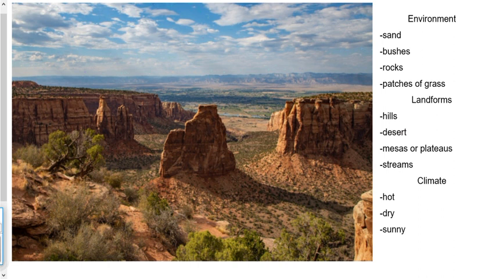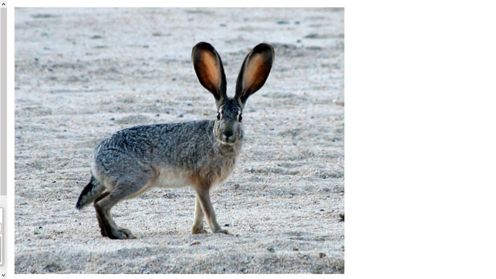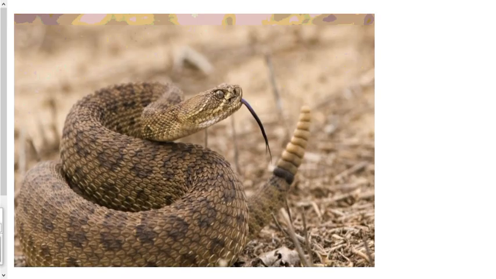Take a look at these next photos and see what kinds of animals you may find living in the Southwest desert. This animal is a spider. It is a tarantula. We also have rabbits. This particular rabbit is called a jackrabbit. We also have snakes. Snakes lived in the Southwest region. If you guessed that this is a rattlesnake, then you were correct.